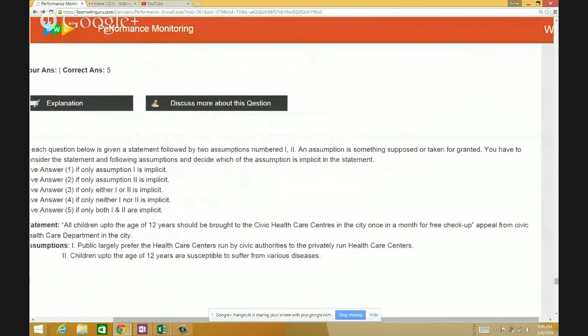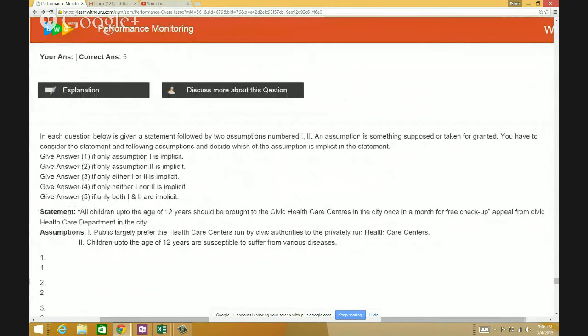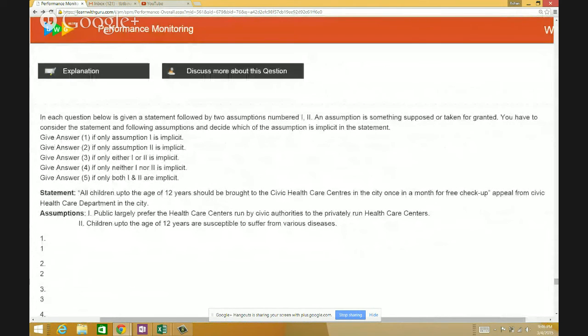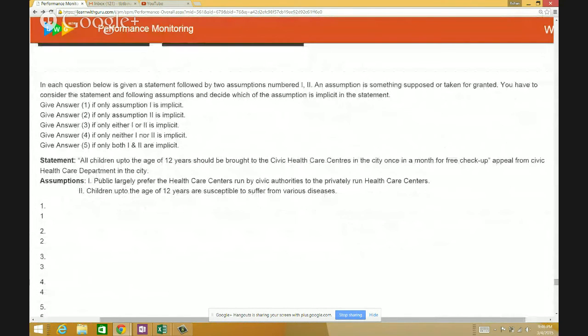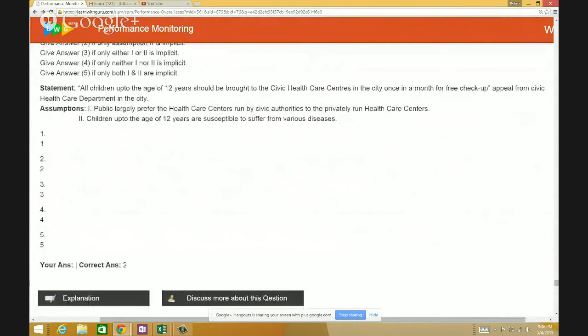Next, all children up to the age of 12 years should be brought to civic health center at least once for a free checkup. Okay, so they're talking free checkup. People largely prefer healthcare centers run by civic authorities. Now, that's not necessarily true. Children up to the age of 12 are susceptible to various diseases. Yes, that's the intention behind it. So that's the answer. Only 2 follows.